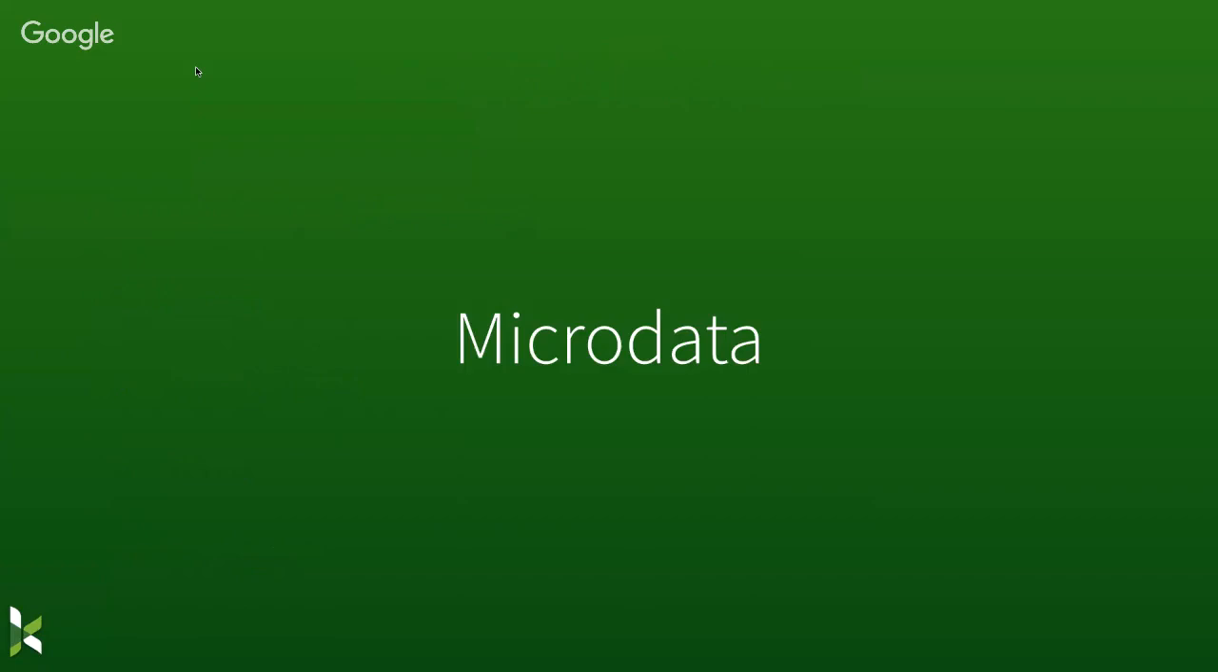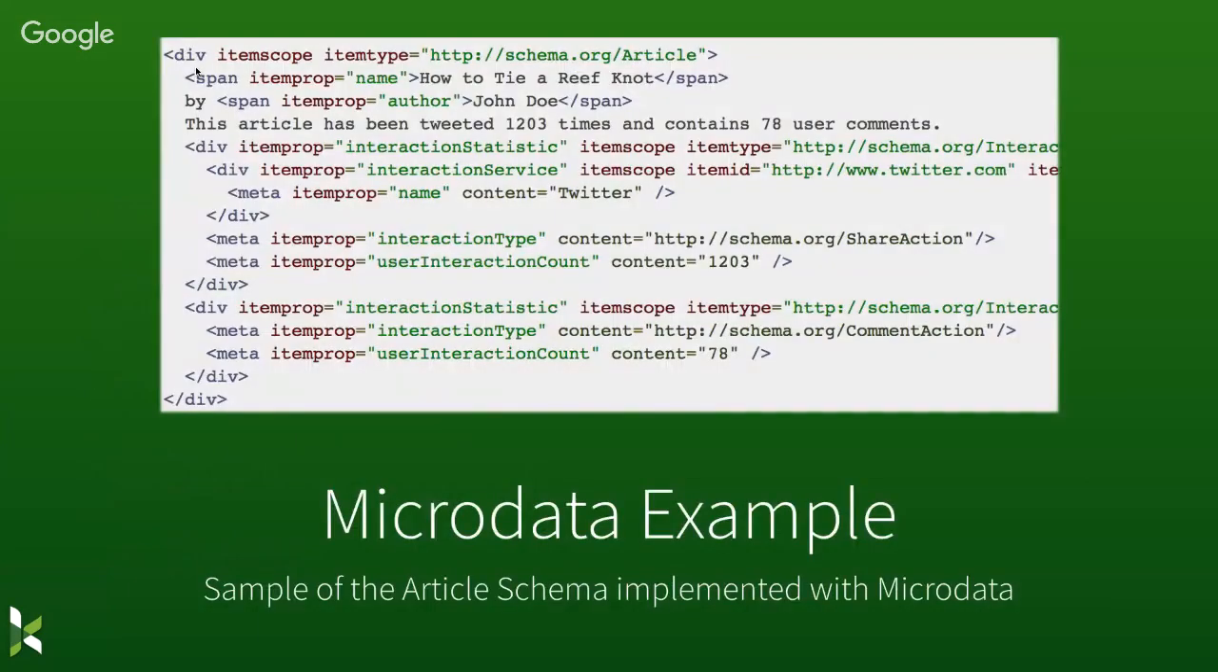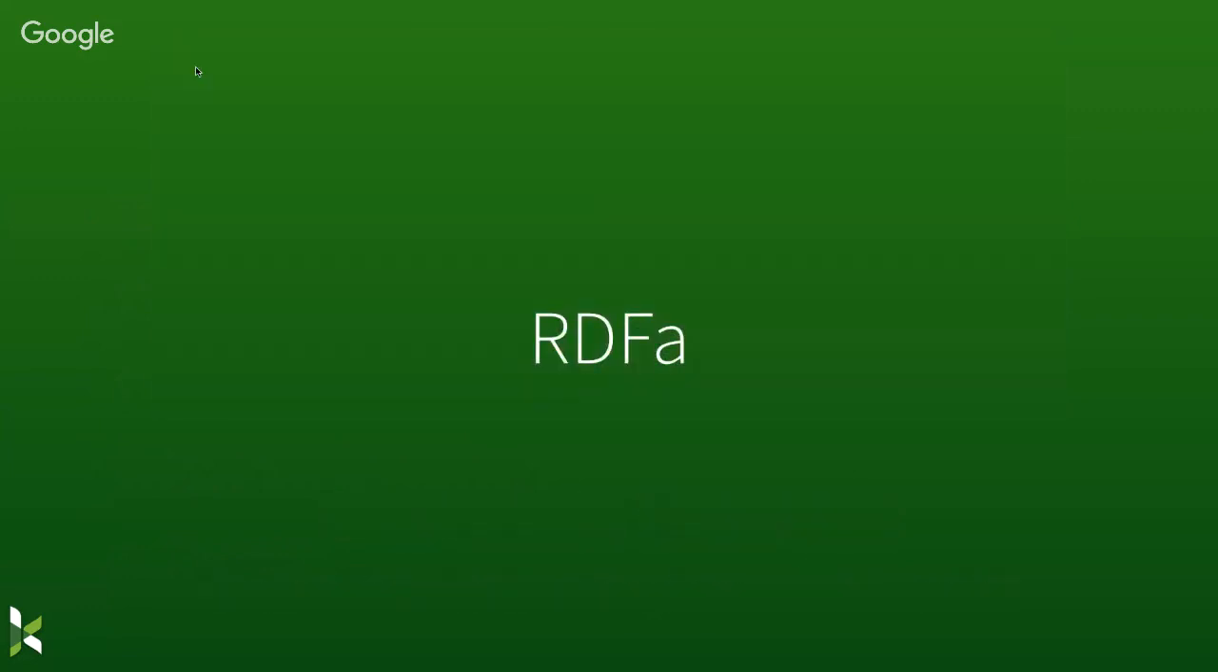So there are three main ones to think about. All of these will have examples on schema, depending on what it is that you want to work with. Microdata is the first, kind of the granddaddy. It's the format initially used on schema.org. It is an HTML specification, so it's attribute-based. And it's going to feel fairly familiar if you're just getting started with this concept. So the idea of microdata, this is an article schema example. As you can see, it's property value pairs the same way you would do with pretty much any other HTML file. You're just specifying your item type schema and then going with it. So it's all in line with the markup, a part of the markup that you're doing yourself.